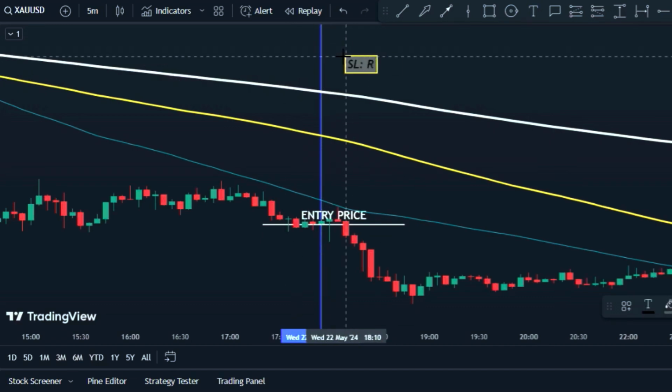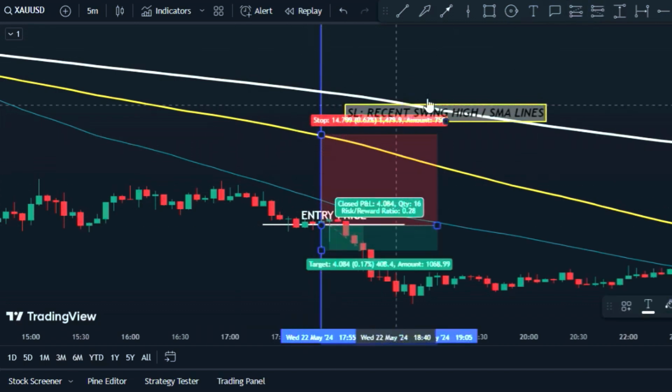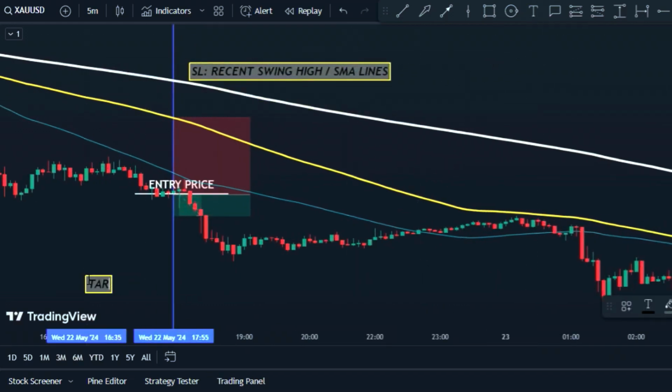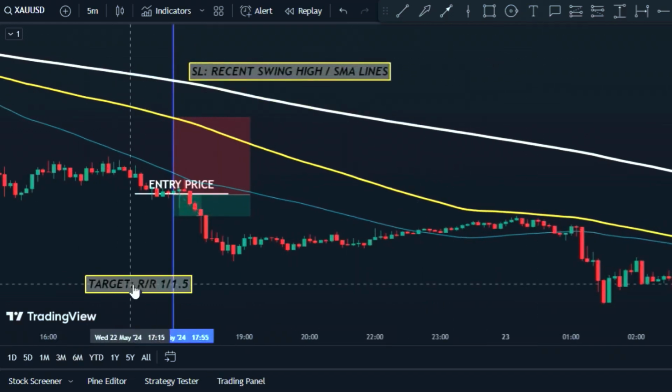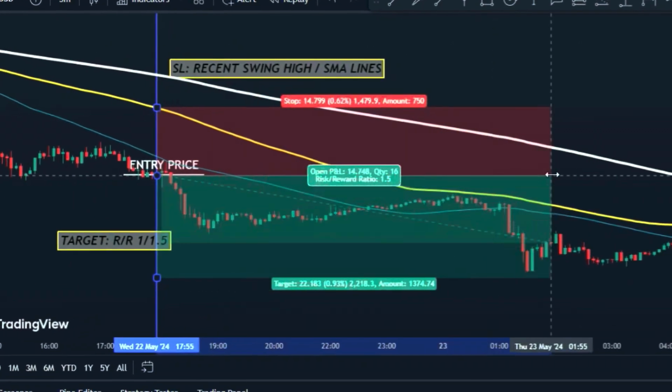And don't forget to manage your risk with a stop loss placed above either the recent swing high or an SMA line based on the market situation. For taking profits in a sell trade, set your take profit target at 1.5 times the distance between your entry price and the stop loss level.